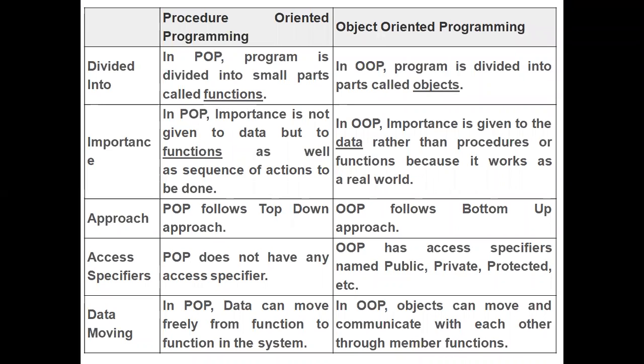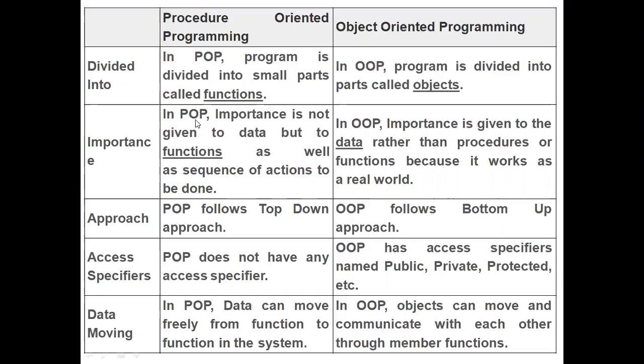First, in procedure-oriented, the program is divided into parts that are known as functions. It means the whole program we will divide into small functions, function 1, function 2, function 3, function 4, like this. But in the object-oriented concept, the program is divided into objects. We are making a class and we are making the objects of that class.